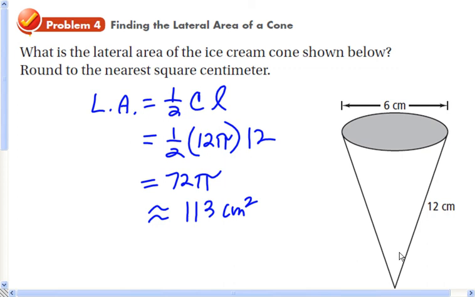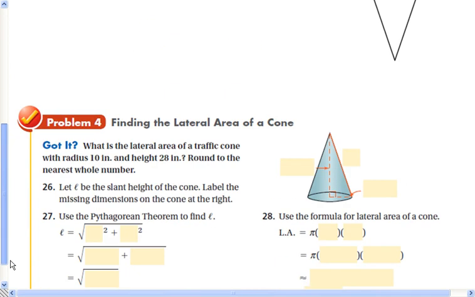Hope you caught that mistake. I used 12 for the diameter here. Should be 6. And that would change this to 36 pi. But my answer is the correct answer. All right. Go ahead, you try that.